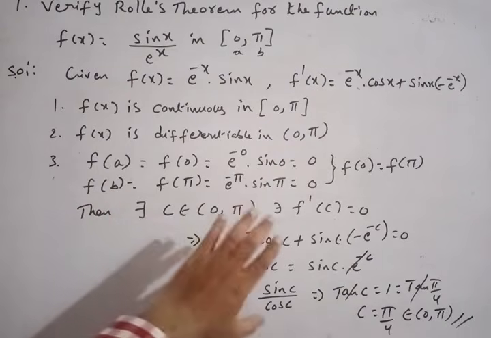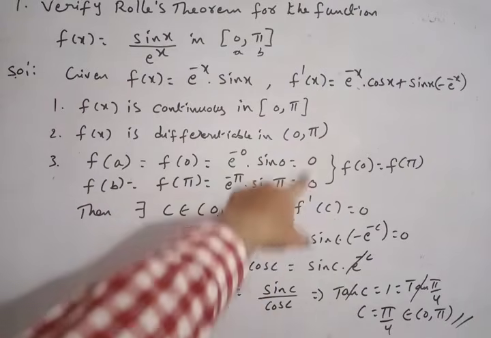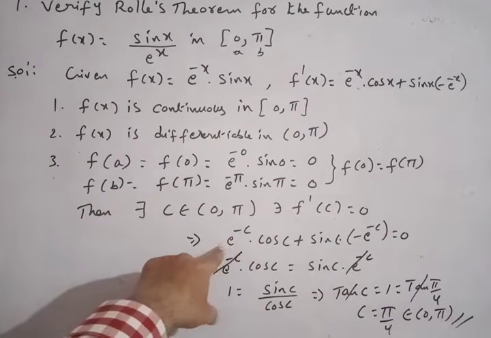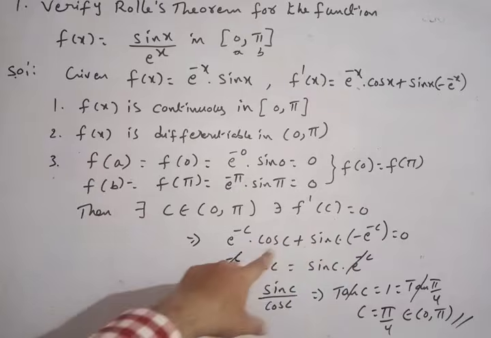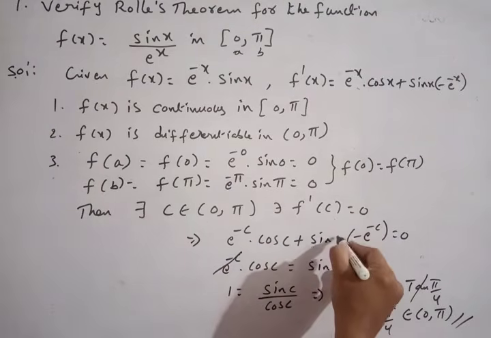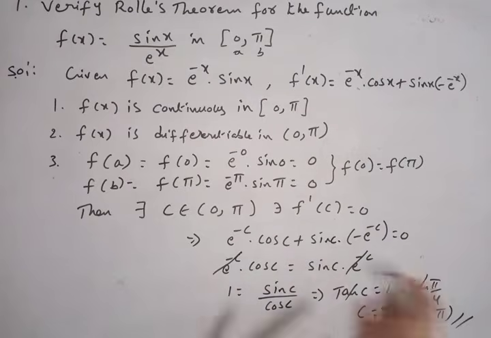Then you need to calculate the c value. So f dash of c is equal to 0. Already we calculated f dash of x, substituted, f dash of c is e power minus c cos c plus sin c into e power minus c into minus. Take this side, cancel it, you got the answer. Understand? We solve another problem.